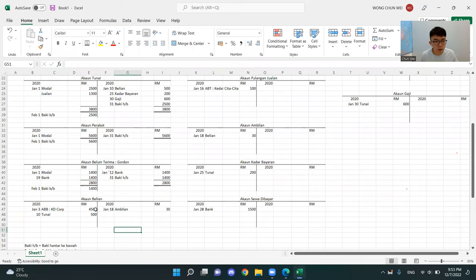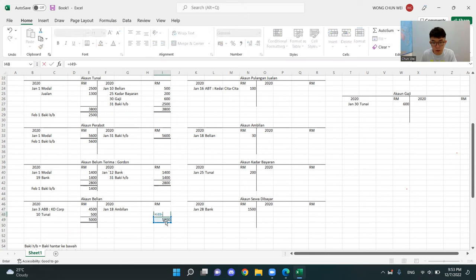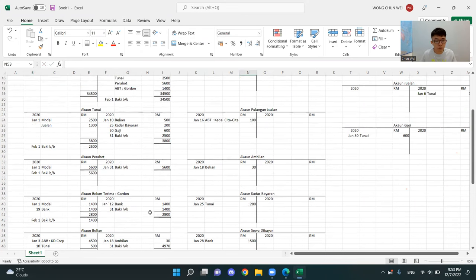Then for account boolean, okay, one line, double line. So the debit side is bigger. So you debit, credit 5,000. Here you use the 5,000 minus the 30. You get 4,970. 4,970 will be your HB. You have a HB, bring down to BB. Same figure, 4,970. Okay, after done, you continue.